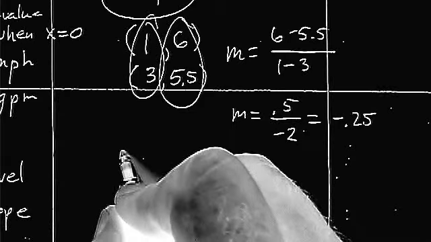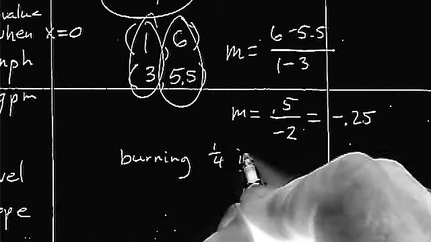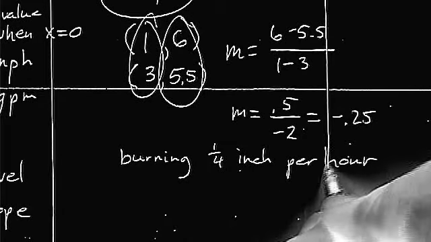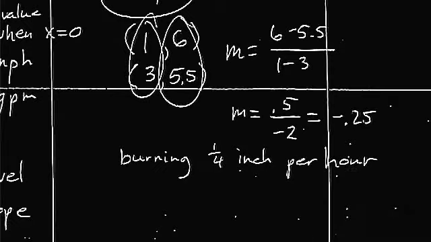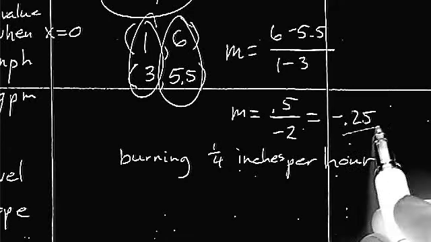So we are burning 1/4 of an inch per hour. Well, that's the slope, right? That's that whole idea of inches per hour, like the miles per hour, the gallons per minute kind of thing. Okay, so we've got our slope.